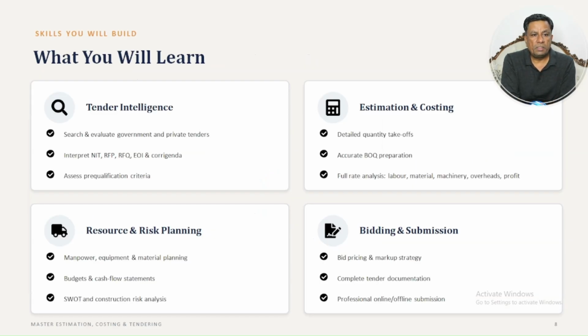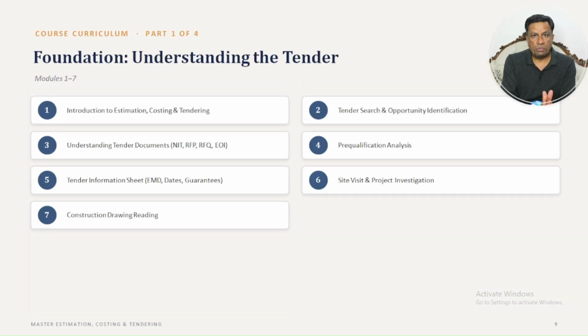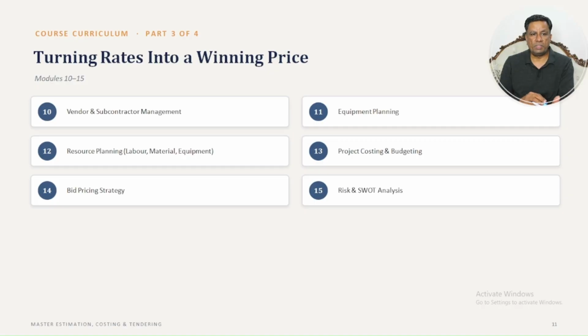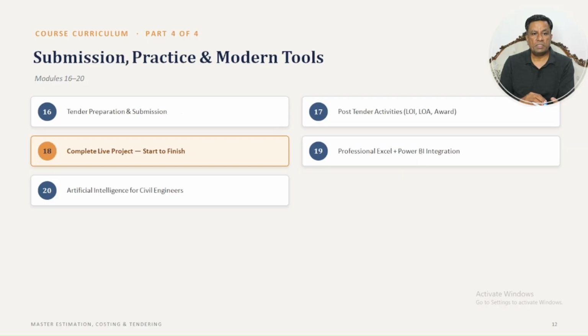What will you learn here? You will learn the tender intelligence, estimation and costing, resource and risk planning, bidding and submission. Our curriculum is built on 4 parameters. First is the foundation, that is understanding the tender. Next is the estimation and the rate analysis. Third one is turning our rates into a winning price. And finally, submission, practice and modern tools.